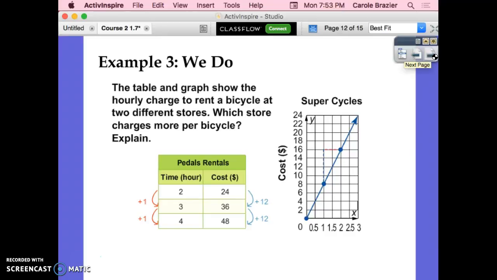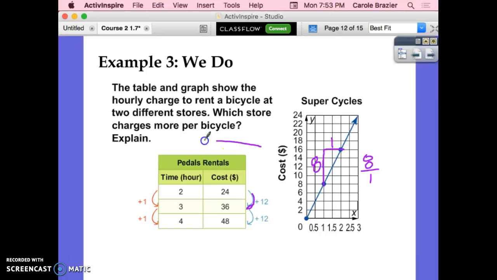Okay, this one, you're comparing two things. So this first one I'm looking at, I have to find my rise over my run. So I went from 8 to 16, so this is 8. And I went over from 1 to 2, so this is 1. So my y over x would be 8 over 1. This one is plus 12. So the pedals actually costs more per bike.